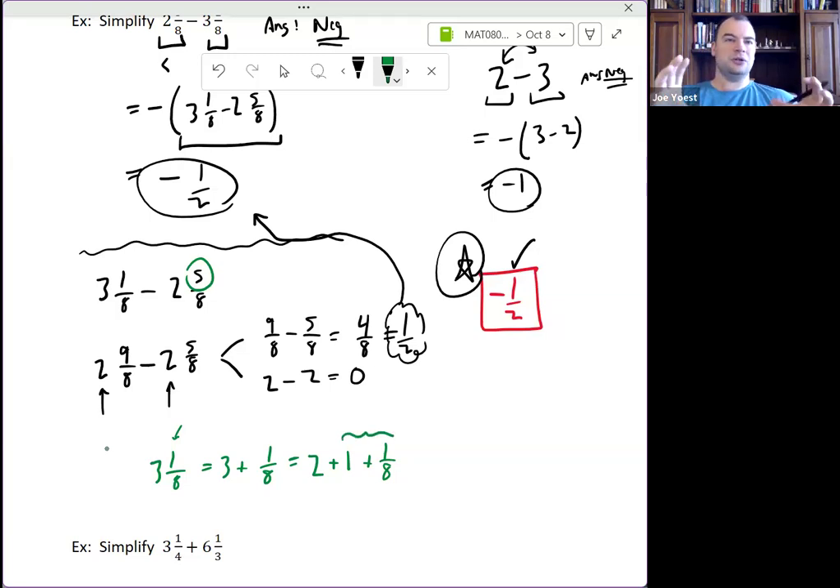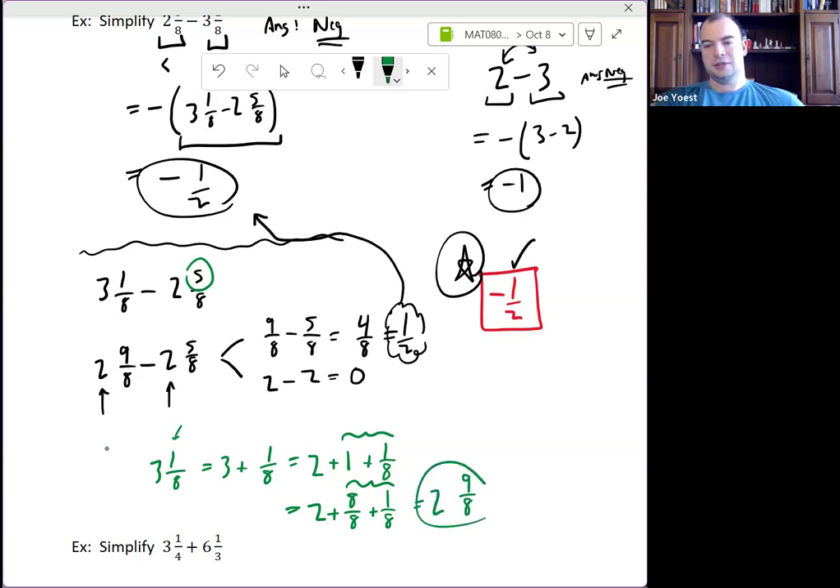And I'm going to take one of these whole pizzas and cut it into 8 slices. So this 1 turns into an 8/8 plus 1/8. And now I can combine all of my eighth slices together to make 2 and 9/8.